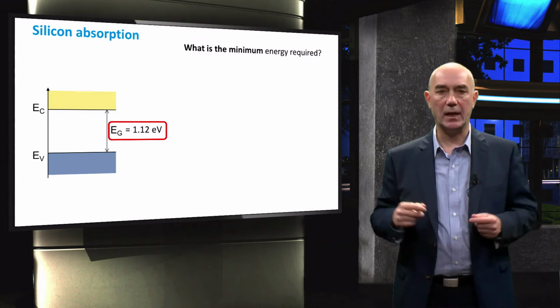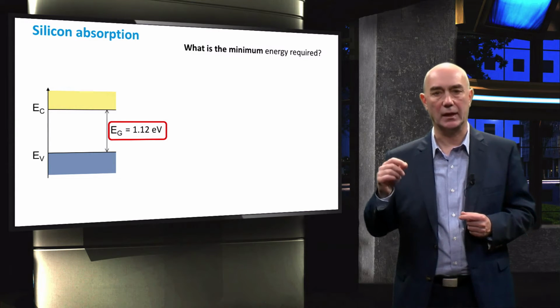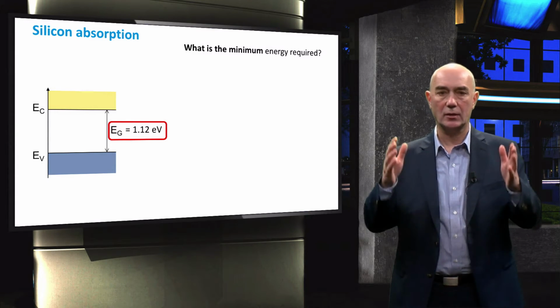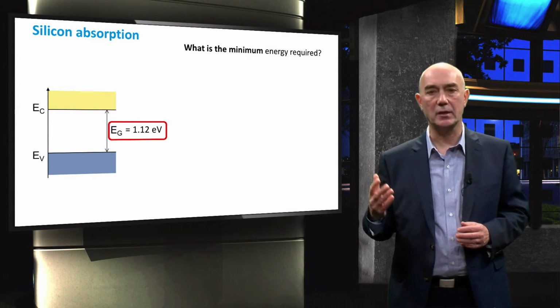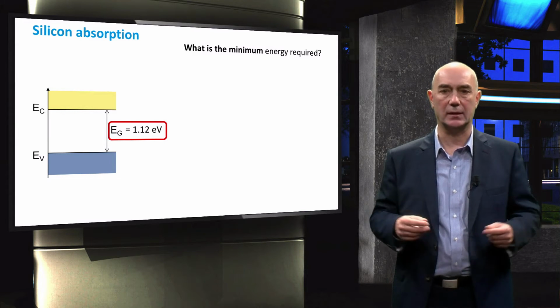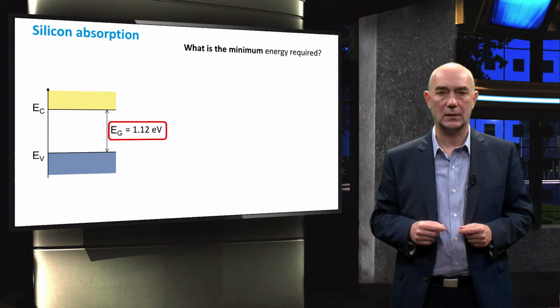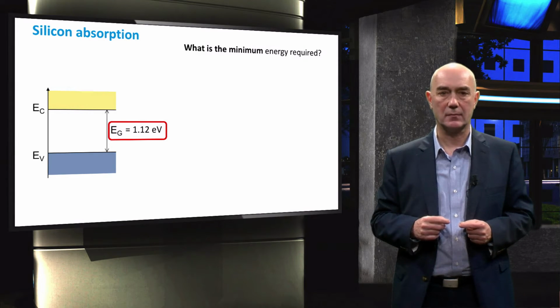We can now apply the relationships we just saw to determine the wavelength of the electromagnetic radiation corresponding to this energy value. Stop the video now and determine the maximum wavelength that can be absorbed by silicon. Now, let's compare your answer with ours.